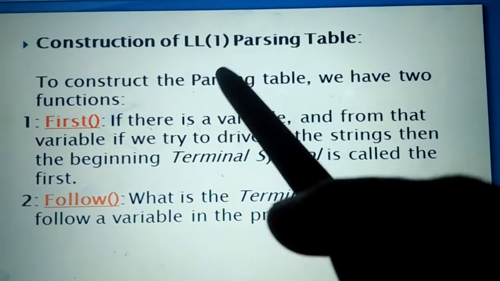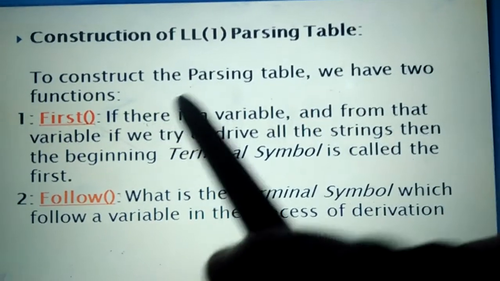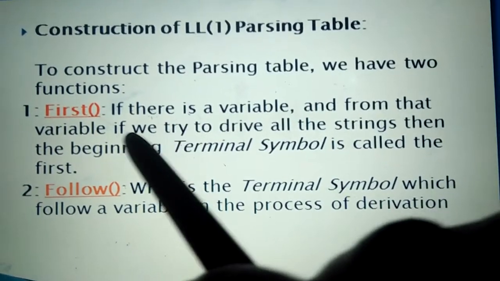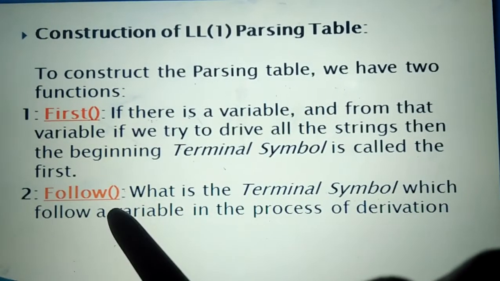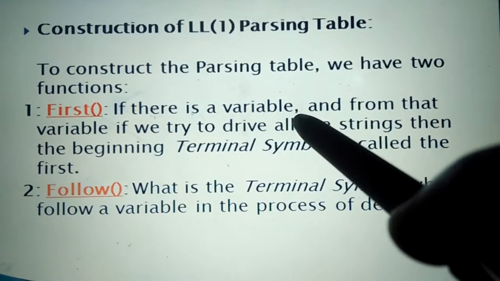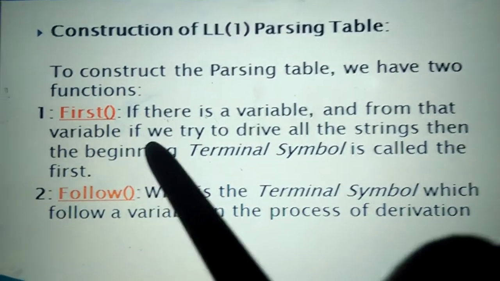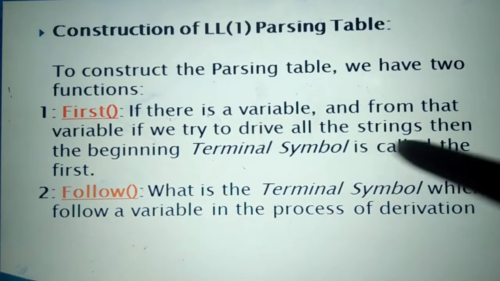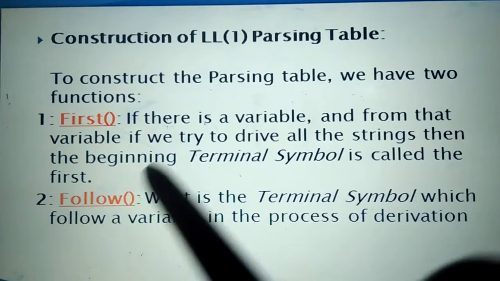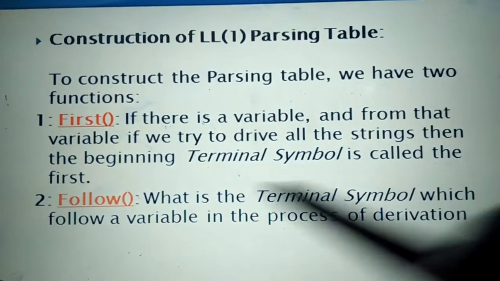The construction of the LL parser table needs two functions, that is the first function and the follow function. If there is a variable, and from that variable we try to derive all the strings, then the beginning terminal symbol is called the first.